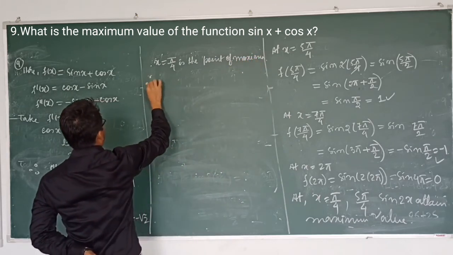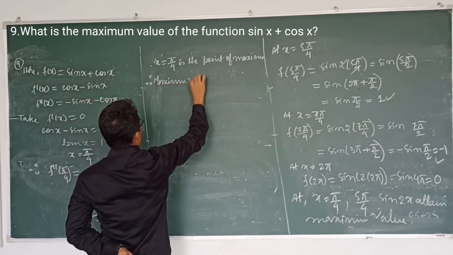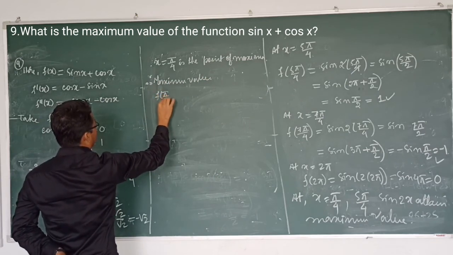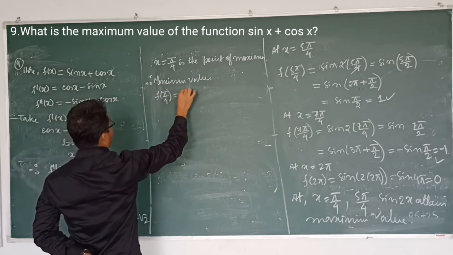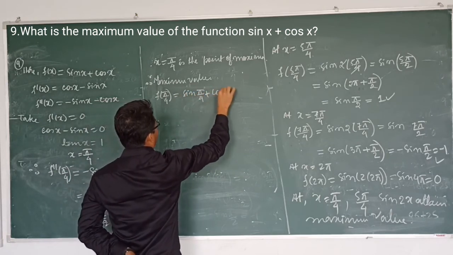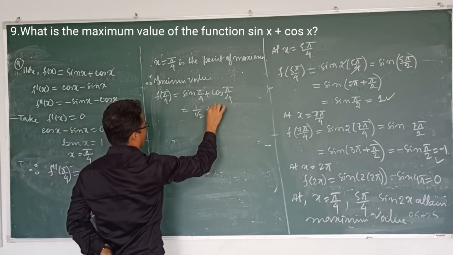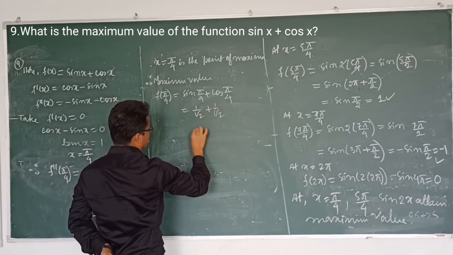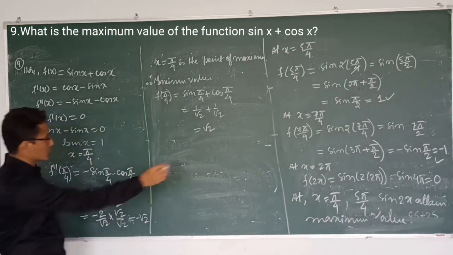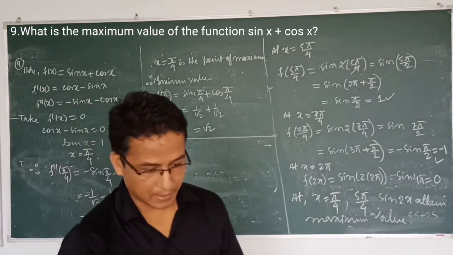Therefore we find the maximum value. Maximum value f of pi by 4 is equal to sin pi by 4 plus cos pi by 4, which is equal to 1 by root 2 plus 1 by root 2. If you solve this, you will get root 2. So the maximum value is root 2. This is question number 9. Let's see question number 10.